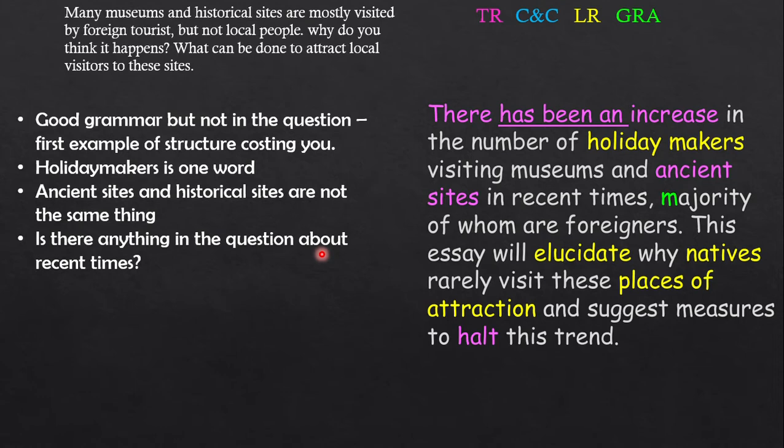"Holidaymakers visiting museums and ancient sites in recent times." Does it say that? No, it doesn't. Am I confused? No. Why? Because I've read so many essays where this sentence has been used, just like this. "There has been an increase in X in recent times."